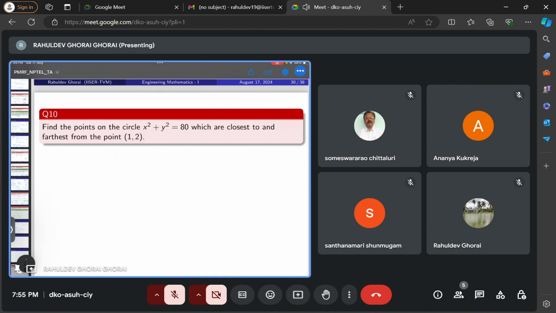This is an interesting question. To find the points on the circle x square plus y square equal 80, which are closest to and furthest from the point (1, 2). So you have a circle and you are given a point, which I think will be inside the circle. Yeah, it is inside the circle. Then find out the two points which are closest and farthest from the point (1, 2). I will do that.